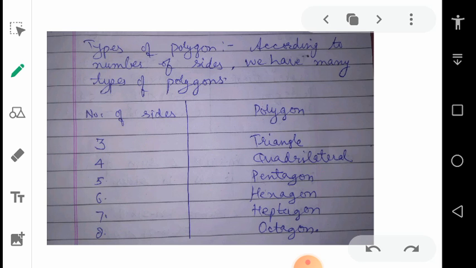So if the number of sides is 3, we have a triangle. 4, we have a quadrilateral. 5, pentagon. 6, hexagon. 7, heptagon. 8, octagon. There are many more polygons as we increase the number of sides.